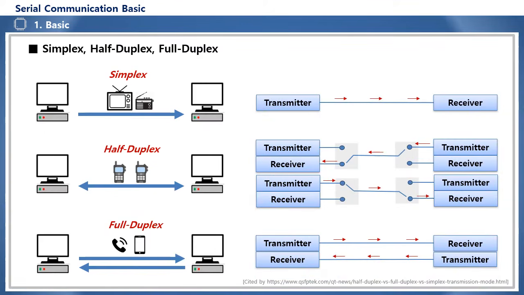Classified by transmission direction, there are 3 types: simplex, which only transmits in one direction; half-duplex, which uses one channel to alternate between sending and receiving; and full duplex, which uses 2 channels to simultaneously send and receive. Simplex, a one-way transmission method, refers to a method in which transmission is only in one direction from the broadcaster to the receiver, such as TV or radio broadcasting.